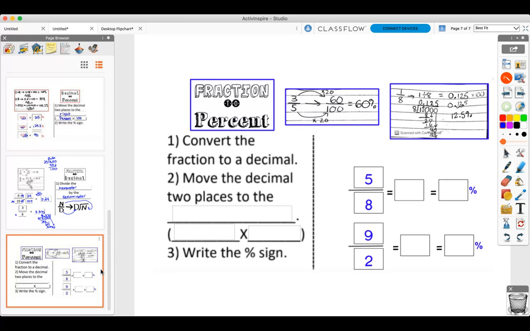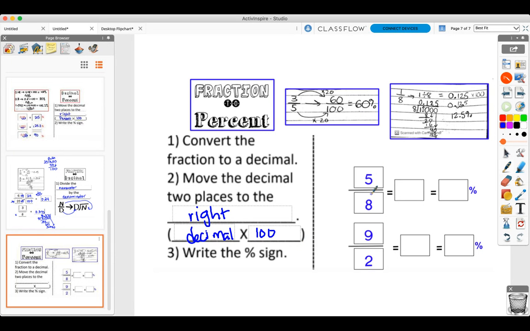And lastly, fraction to percent. To convert the fraction to a percent, move the decimal 2 places to the right, because you're doing your decimal times 100, and then you add the percent sign.